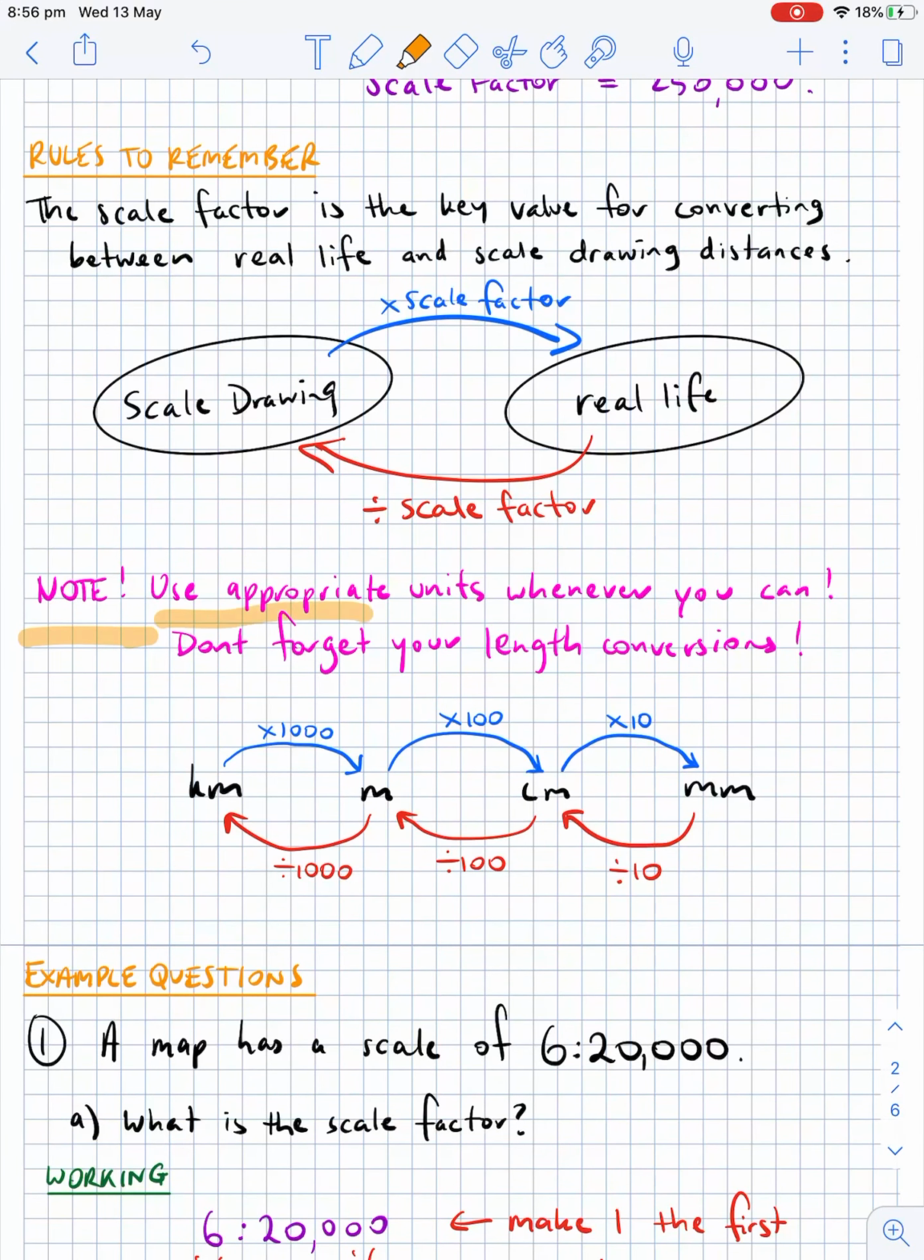Note, use appropriate units whenever you can. Don't forget your length conversions. You need to remember how to go from kilometres to metres to centimetres to millimetres by using these multiplications and divisions wherever you need them. Because we don't want to be dealing with a very small amount of kilometres or heaps of millimetres. We want to be able to convert them to units which make a bit more sense in the correct context.